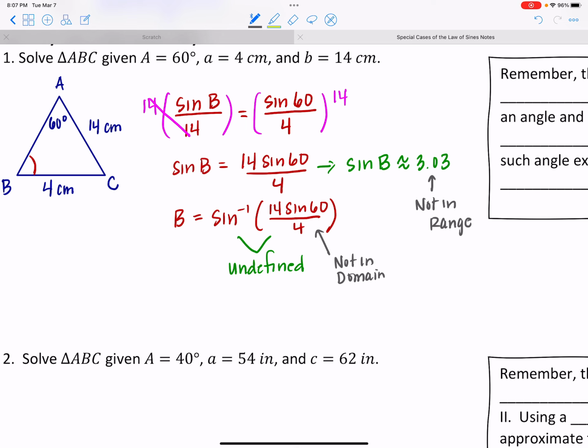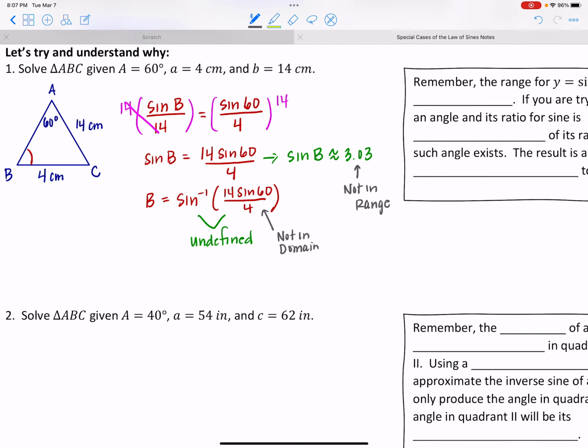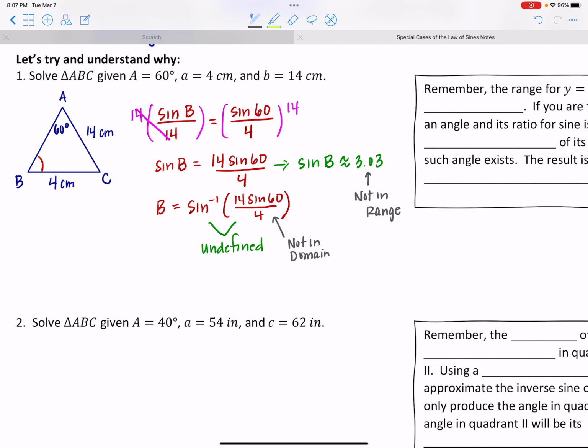We end up with something undefined. This is an impossible thing to try to solve. There is no such triangle that has these given characteristics. And it wasn't guaranteed, so it should make sense that that was a possibility. So this is impossible to solve. We can say that there's no solution or that there's no such triangle.